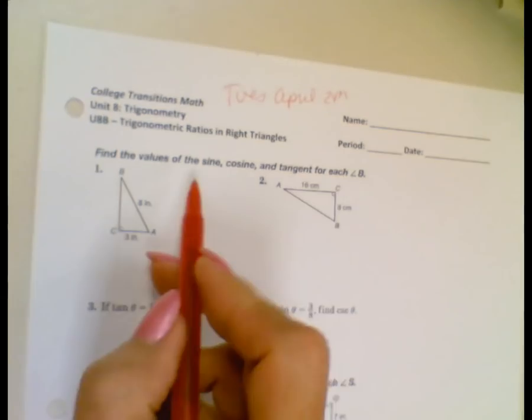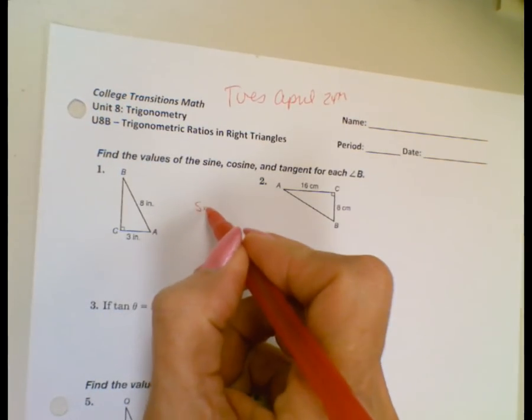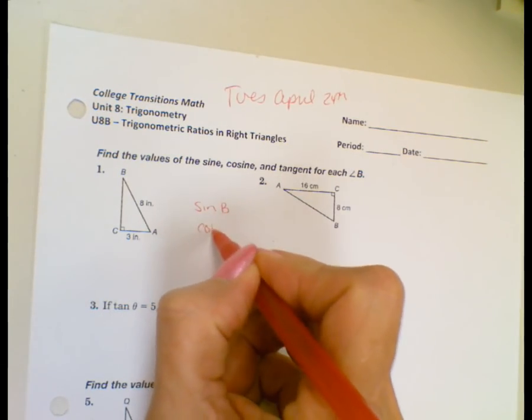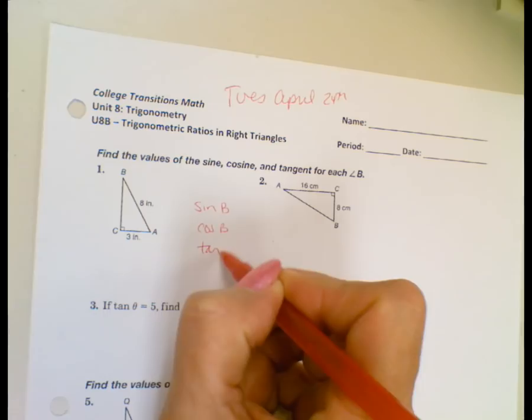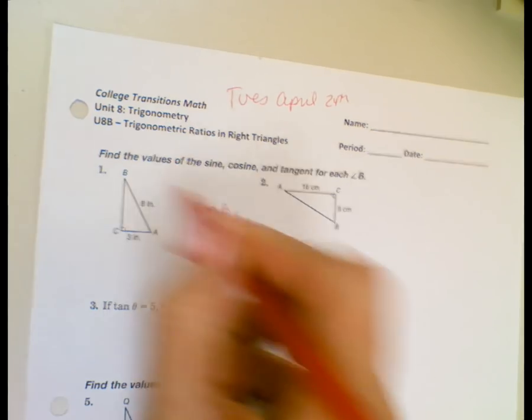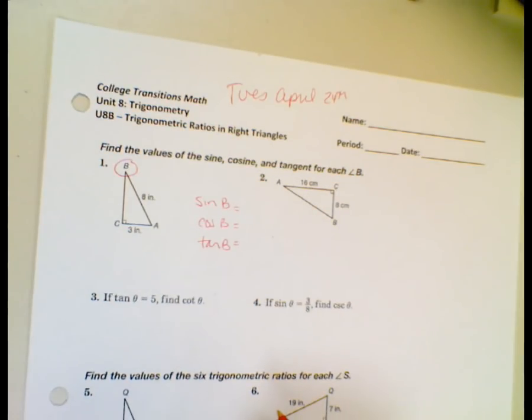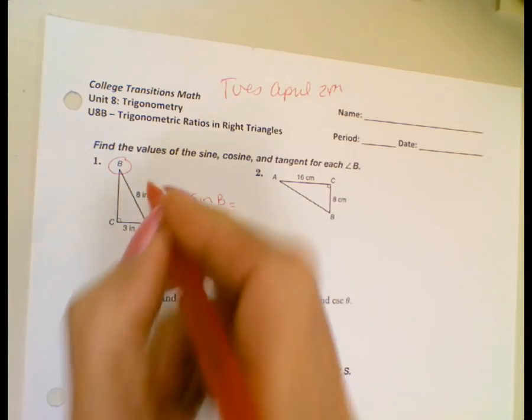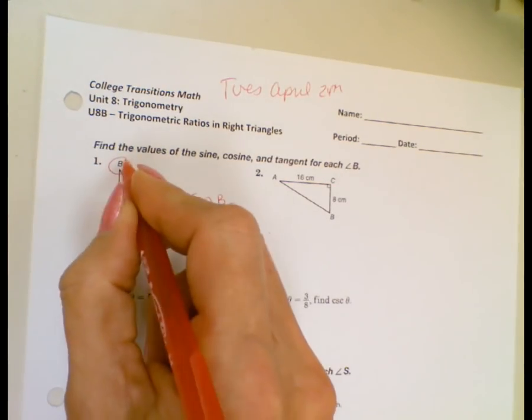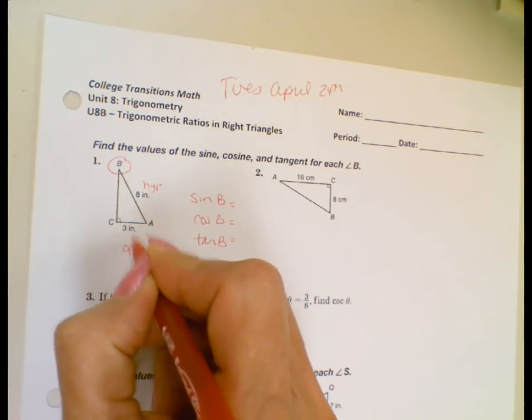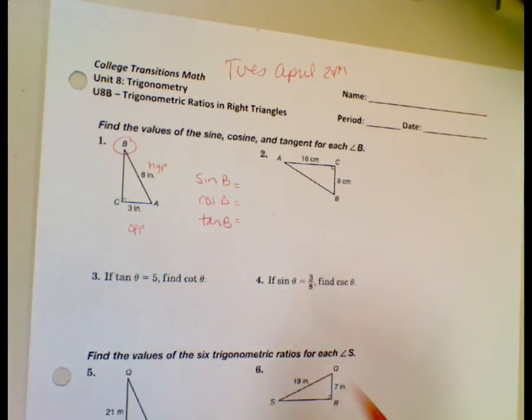So in order to find sine, cosine, and tangent of B, it does say B. Notice that in the directions. So we're going to circle B. You have to know all three sides. So we know two of the sides. We know the hypotenuse. And according to B, this is the opposite side. So we need to find the adjacent side. And we're going to do that by using the Pythagorean theorem.